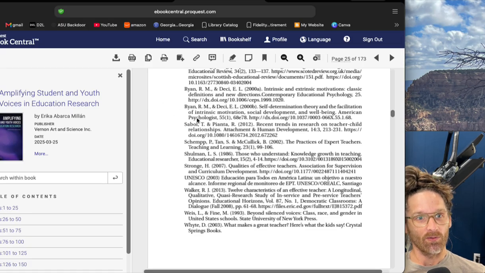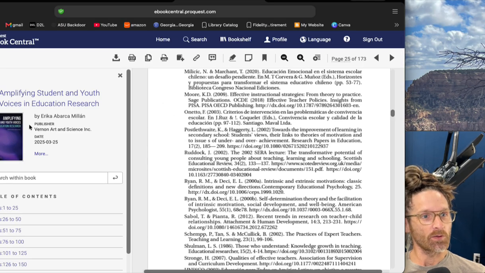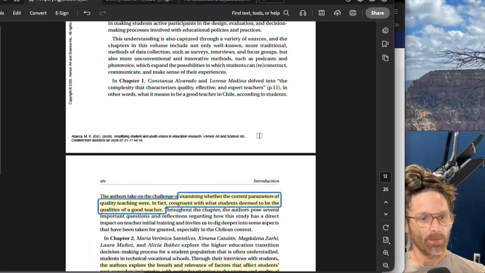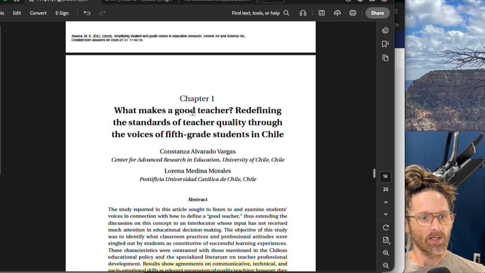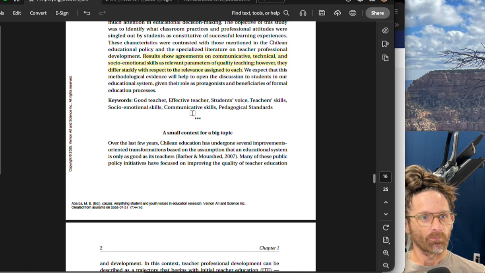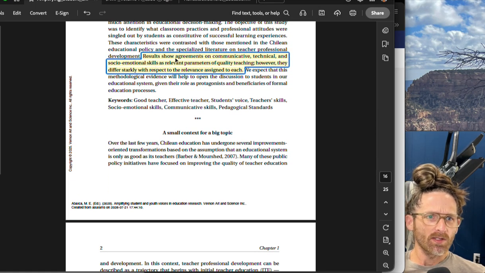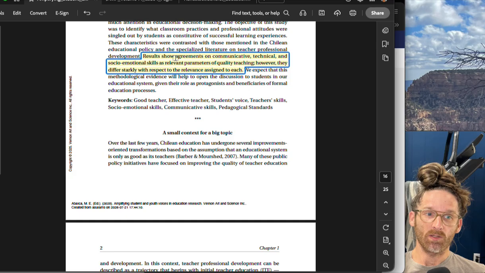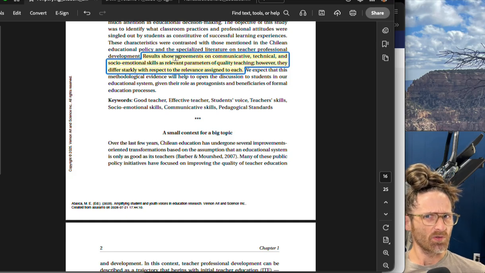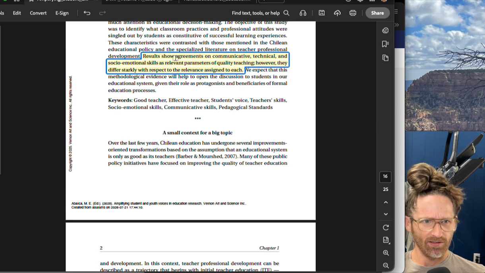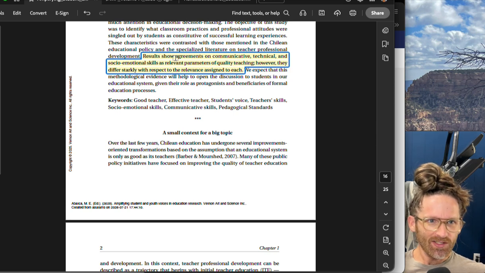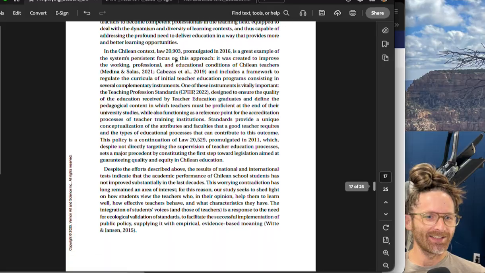So I had to go to, I first went to this chapter because I had the first part of it. So here's chapter 1, what makes a good teacher, and results show agreements on communicative, technical, and socio-emotional skills as relevant parameters of quality teaching. However, they differ starkly with respect to the relevance assigned to each. So there's some difference between what students perceive as quality teaching and what the standards say is quality teaching. But they don't even tell us in the abstract. I had to go find it in the chapter.